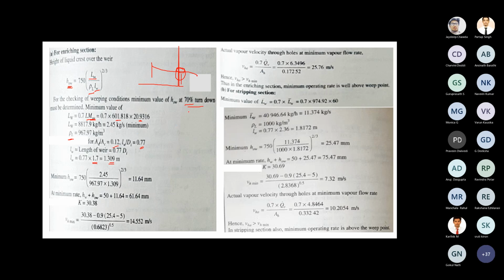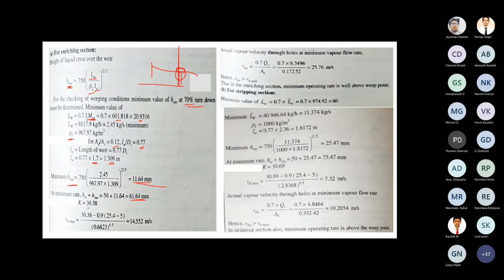That's being used for turn down. Turn down means the ratio of the maximum or design flow rate to the minimum flow rate. Here you have used 0.7. So the minimum HOW you can calculate, that's around 11.64 mm. So at minimum rate HW plus HOW will be 61.64 mm.